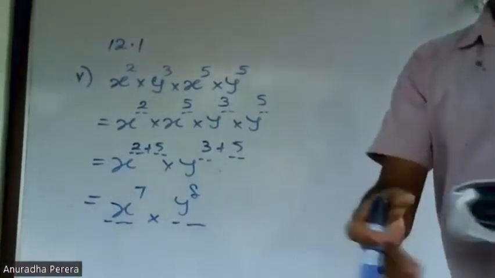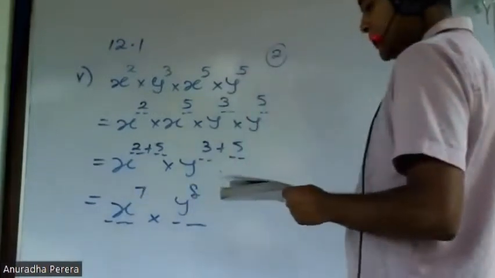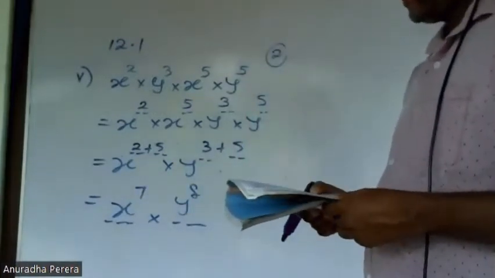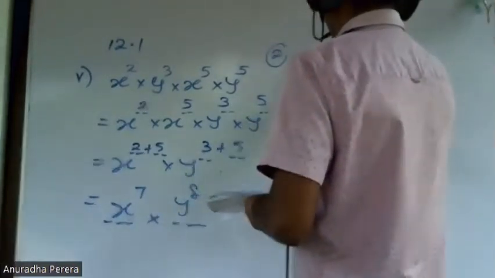Second question. Join each expression in column A with the expressions in column B. It is equal to 8.